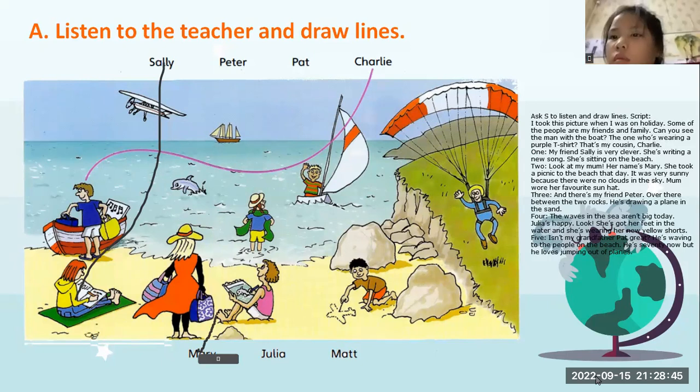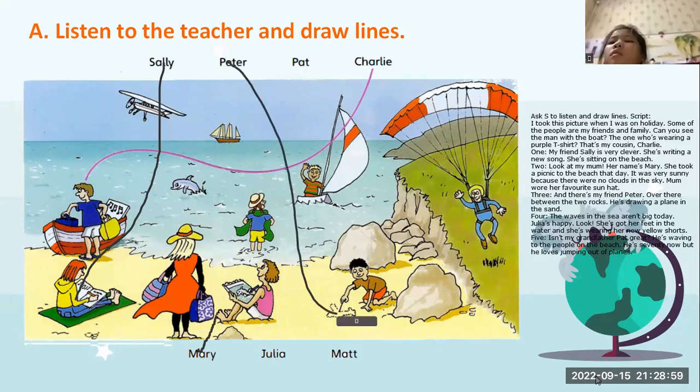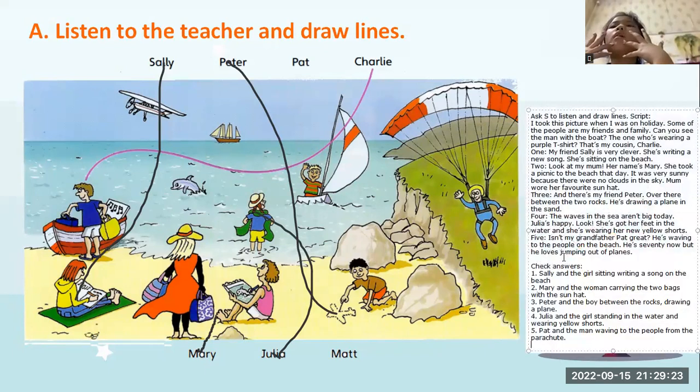Can you see her? Number three, and there's my friend Peter. Over there between the two rocks, he's drawing a plane in the sand. That is Peter. Number four, the waves in the sea aren't big today. Julia's very happy. Look, she's got her feet in the water and she's wearing her yellow shorts. Number five, isn't my grandfather Pat great? He's waving to the people on the beach. He's 70 now, but he loves jumping out of planes.